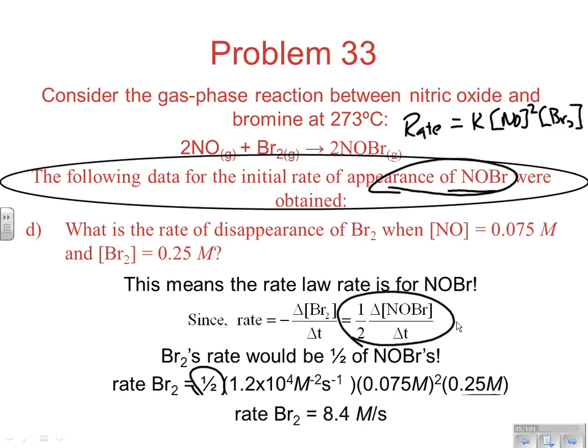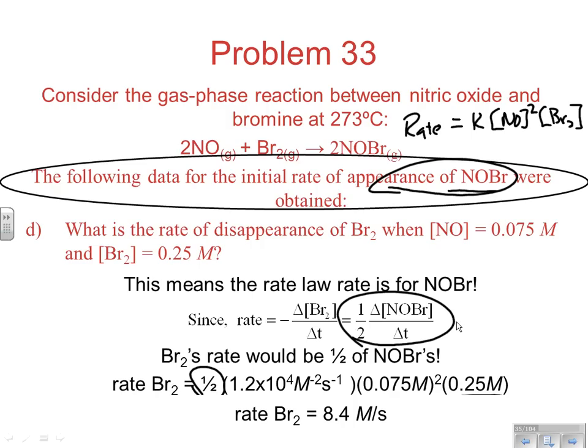In this particular case, once you cancel out all the units, so molarity squared on the bottom, molarity squared on the top, they cancel, and I'm going to be left with molarity on top, seconds on the bottom. That would make sense. That's what every rate is going to be, a change in concentration over a time. So that works by units. You'd end up with 8.4 molarity per second.